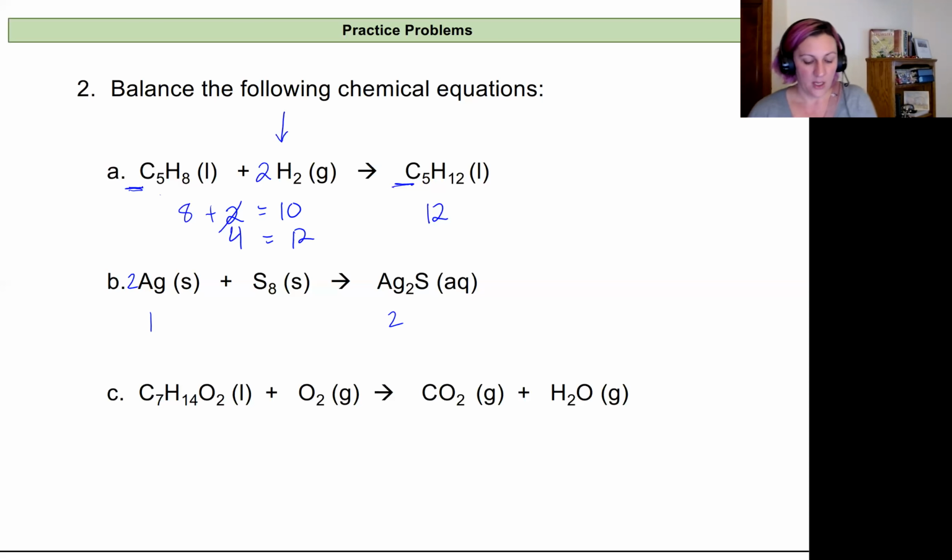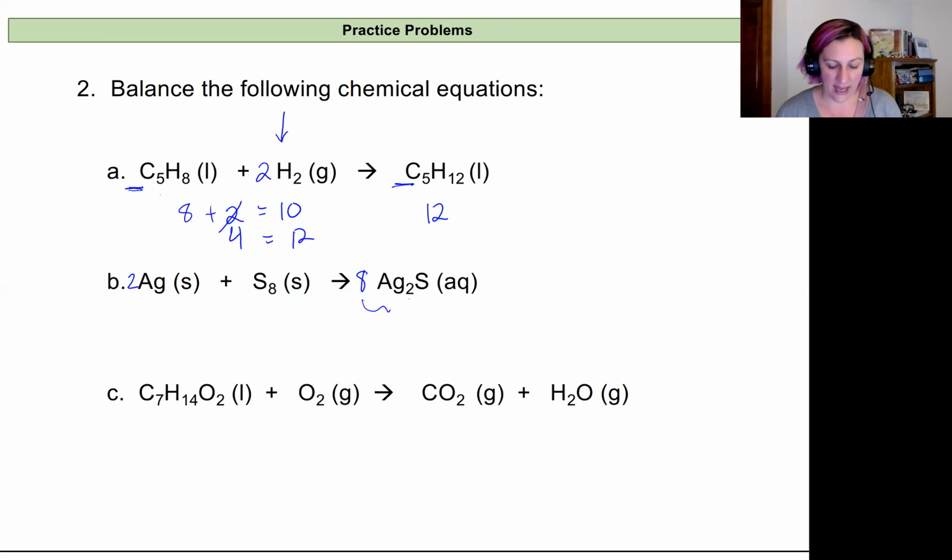Great. Now I'll look at my sulfur. I have 8 sulfur on one side and only 1 on the other. So that's a little bit more complicated. So if I'm going to have 8 on my Ag2S side, my silver sulfide, then I'm going to need to multiply this by a coefficient of 8. Now I have 8 sulfur in my reactants and 8 sulfur in my product side, but this changes something when I come back and look at my silver.